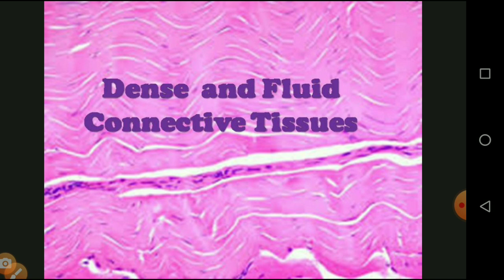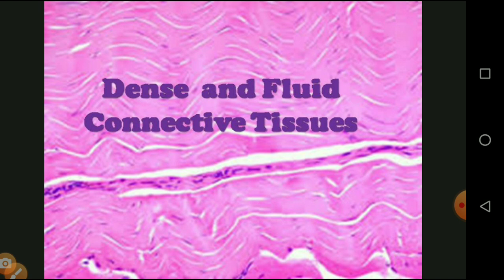There are four different types of connective tissues available, but today we are seeing only two types. One is called dense connective tissue and the other is called fluid connective tissue. In the dense connective tissue, dense means thick, having more particles present in the same place. We will see about tendons and ligaments.